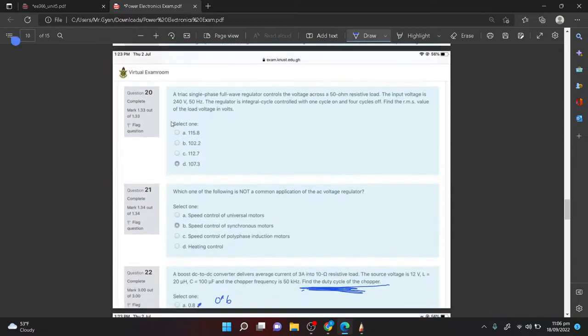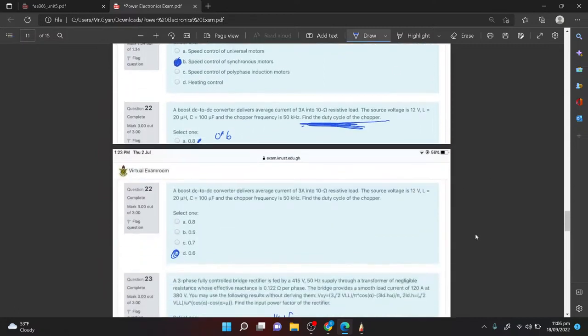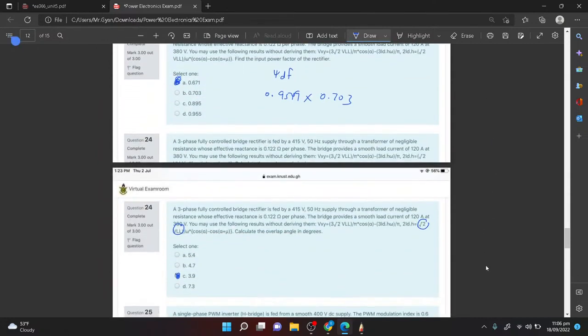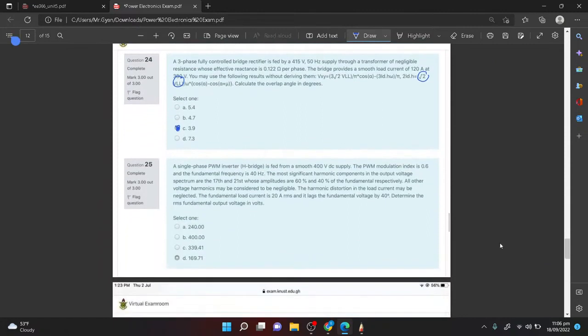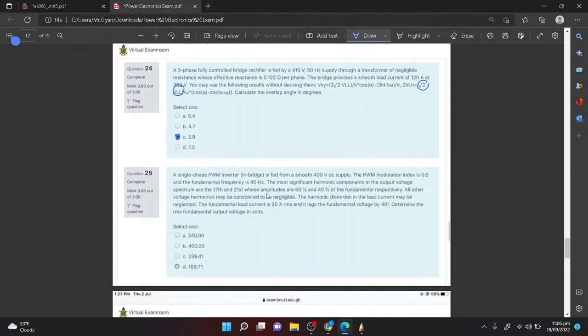Alright. This is a triac, we didn't cover triac, no. Which of the following is not a common application of, don't forget the AC voltage regulator, it will not come. But here the answer is synchronous motors. Okay. Sure. So these questions are like the unit 5 we did right now.